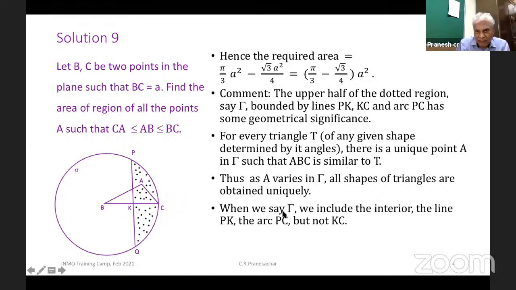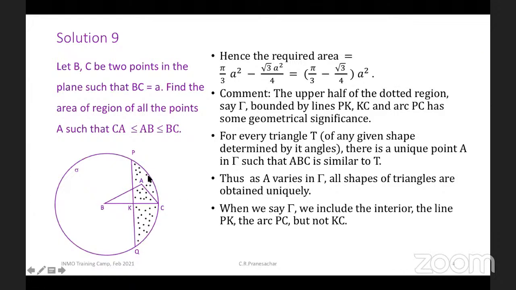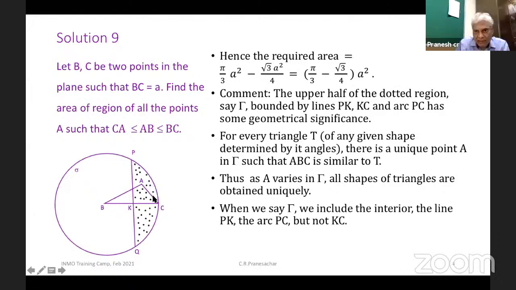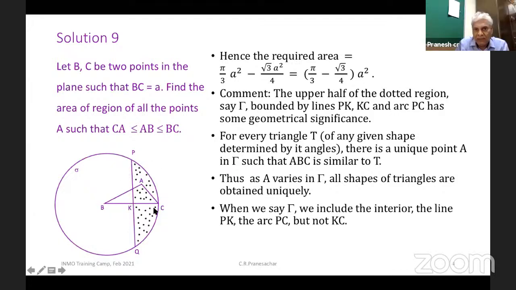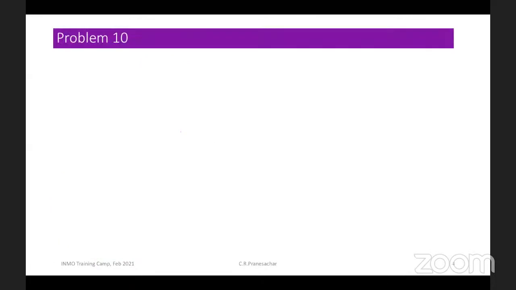There is one thing you should note. When we say the region is denoted by gamma, we include the interior, we include the line PK, and we include the arc RPC, but not KC. KC is excluded because if A lies on KC, it will be a degenerate triangle. So we are not interested in degenerate triangles. So that's the comment on this problem.